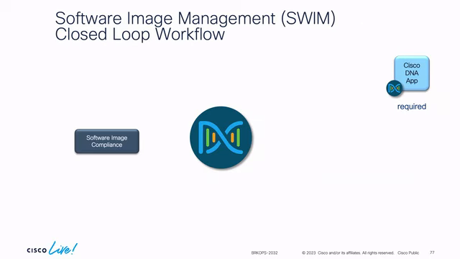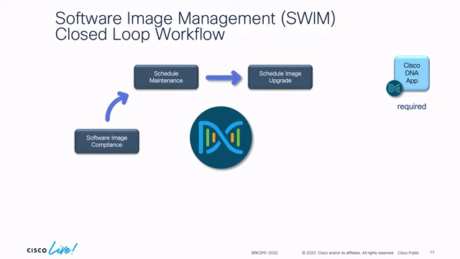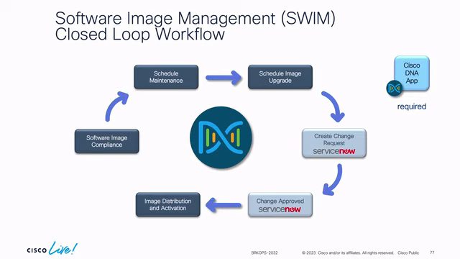So in this case, I will do a software image compliance. I'll identify very quickly through the compliance which devices are not compliant from an image perspective. For those that are not aware, in DNA Center now I can schedule a maintenance window which will suppress all the notifications from that device during the maintenance window. I'm going to start to schedule the image upgrade. That will create a change request. When approved, it will send information to Cisco DNA Center, and that will allow DNA Center to complete the software distribution and activation at the time scheduled.